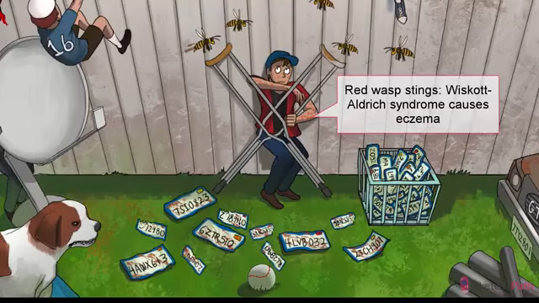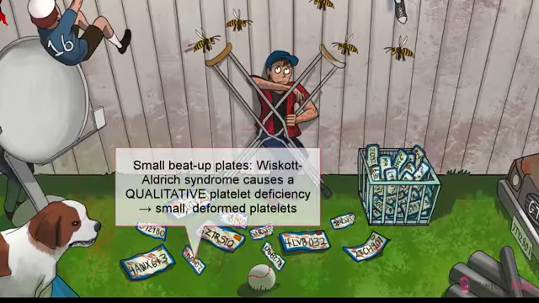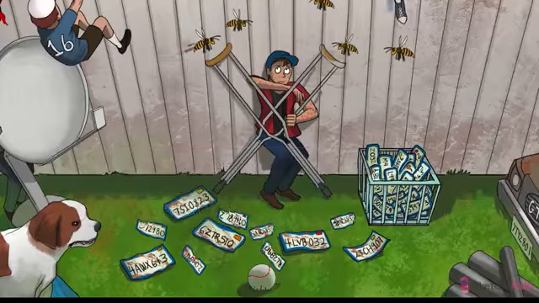You've got the eczema from multiple wasp stings. Then there's thrombocytopenia, or low platelet numbers, which is represented by the rusty, beat-up plates on the ground. Platelet plates. See what we did there? They're beat up and chewed to bits because the deficiency of WAS protein causes platelets to not only get deformed, but also smaller than normal. This can be seen under the microscope on a peripheral blood smear.